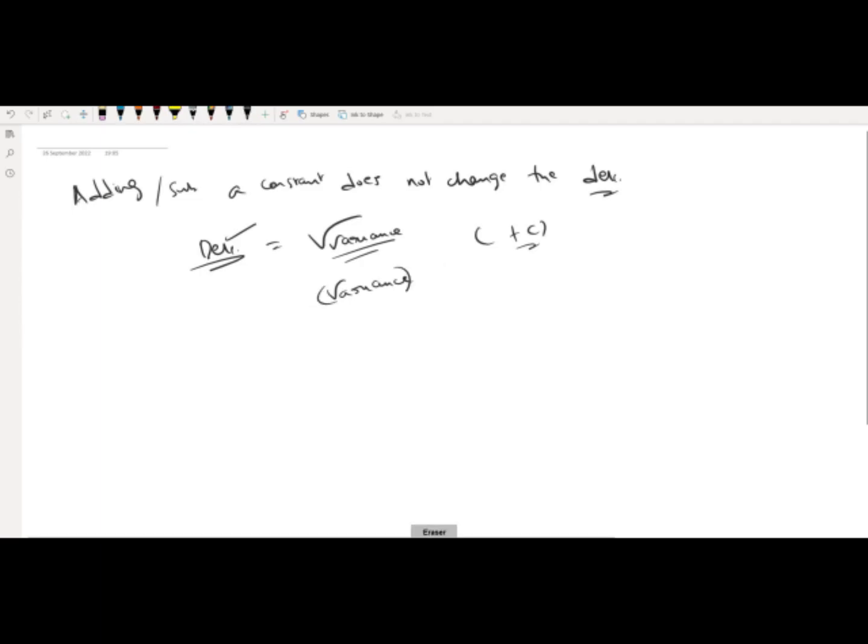So we can conclude regarding question number 3 that the sample standard deviation does not change. Therefore SSD, which stands for sample standard deviation, is 9 again. This is question number 3.